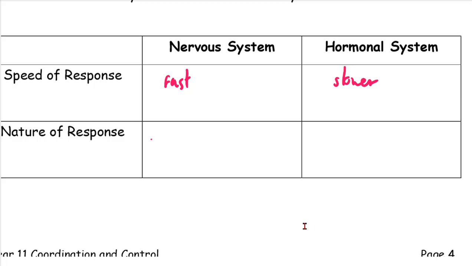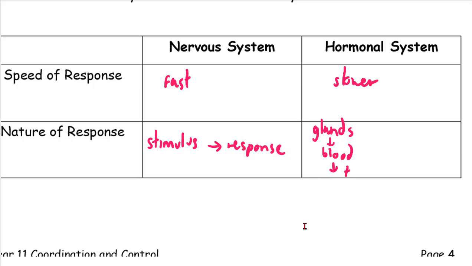And in the nervous system, there was a stimulus which produces a response, whereas the hormonal system is different. It has glands which produce hormones. They travel in the blood and they go to target organs. So this is the bit that we're going to look at most. What glands are, how they travel, how they release their hormones, how they travel around the body, and then what they do when they get to their target organs.